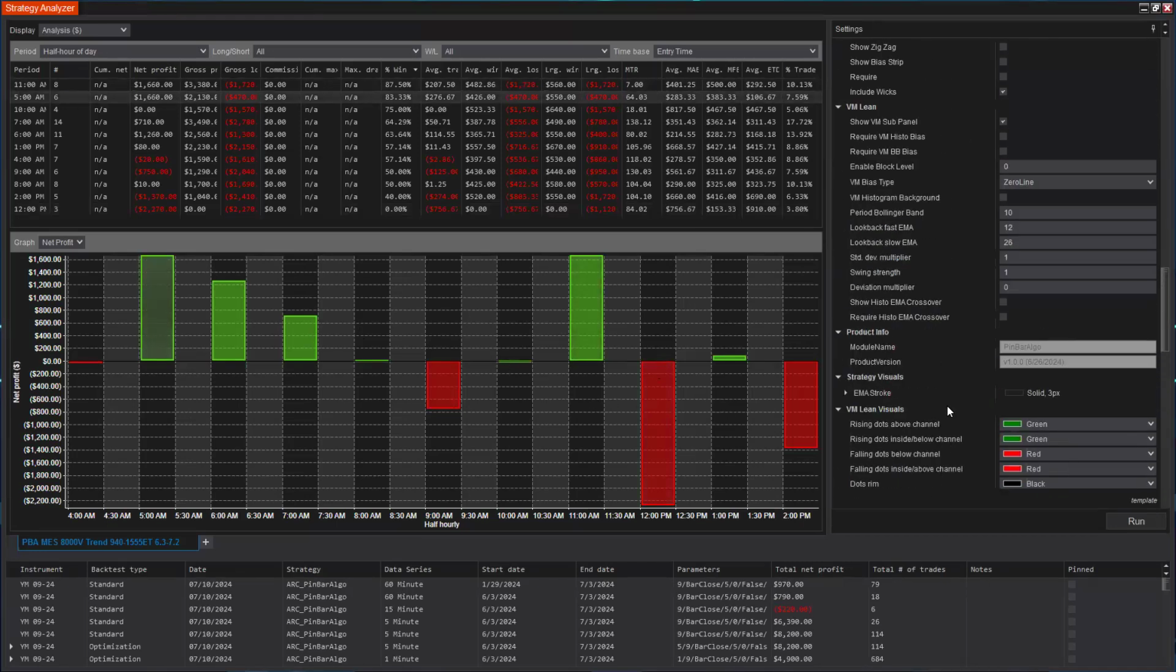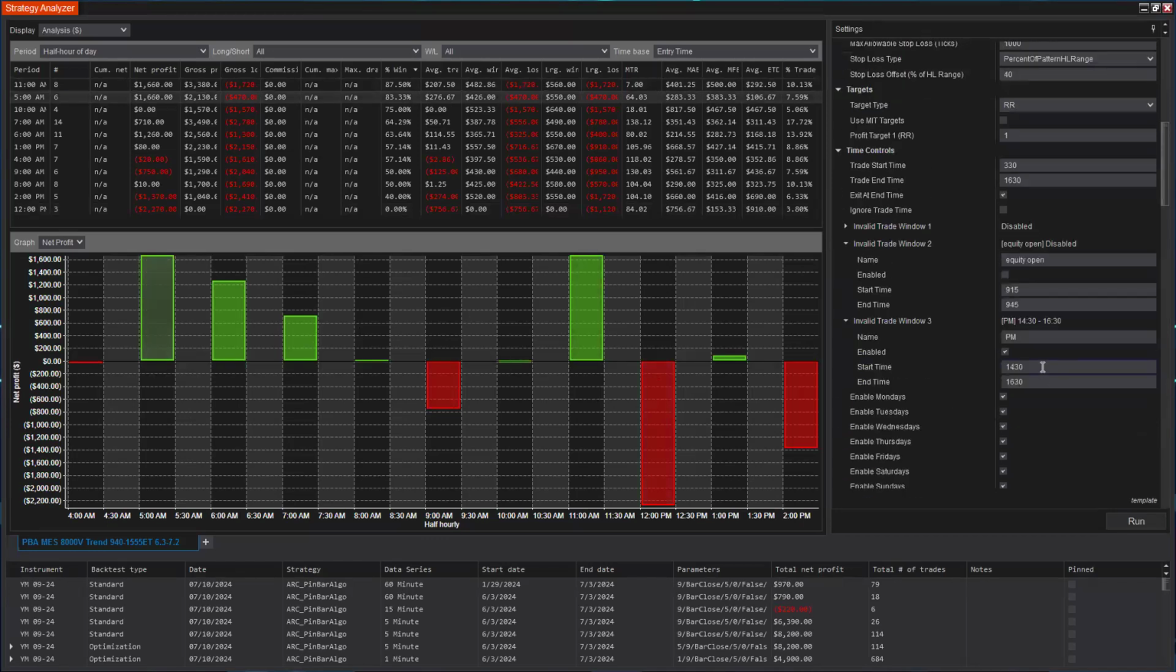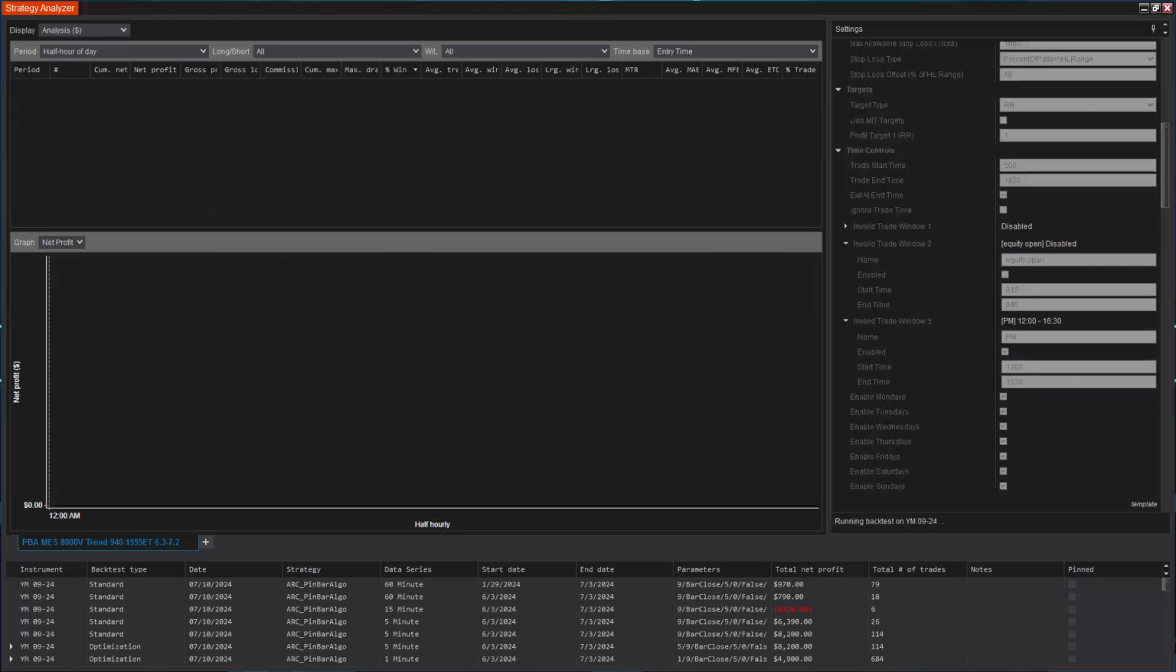So let's change that up and go 5 o'clock to noon. And we don't need this anymore. Sorry, we do. 12 o'clock, 16:30. That way it'll let the trade run toward the end of the day, but it won't take any new trades. So that's why I did that, in case you're wondering what the heck I'm doing.